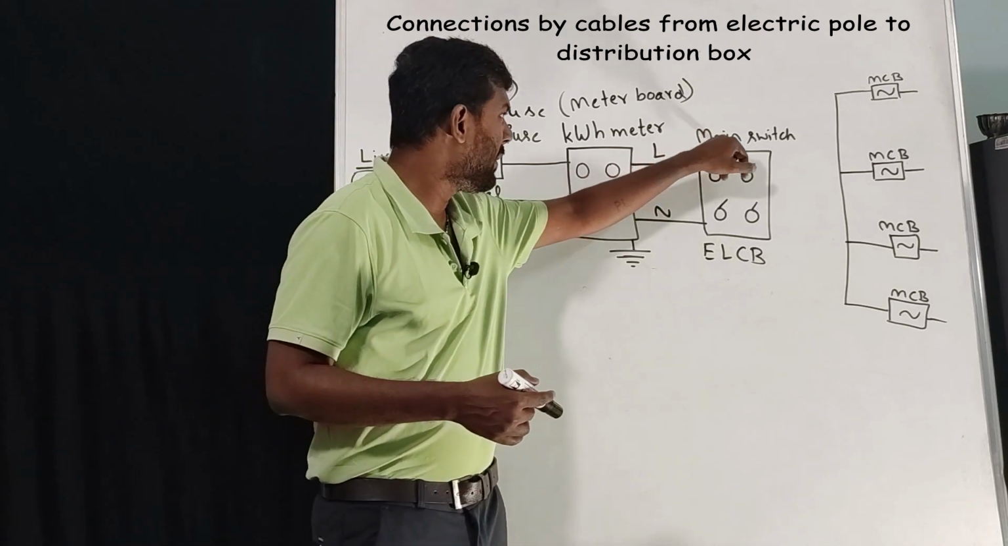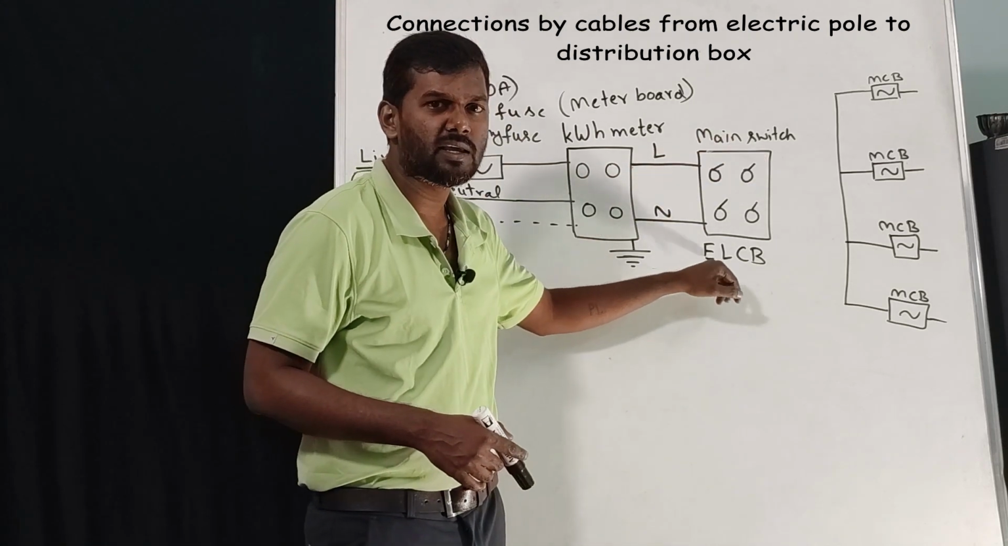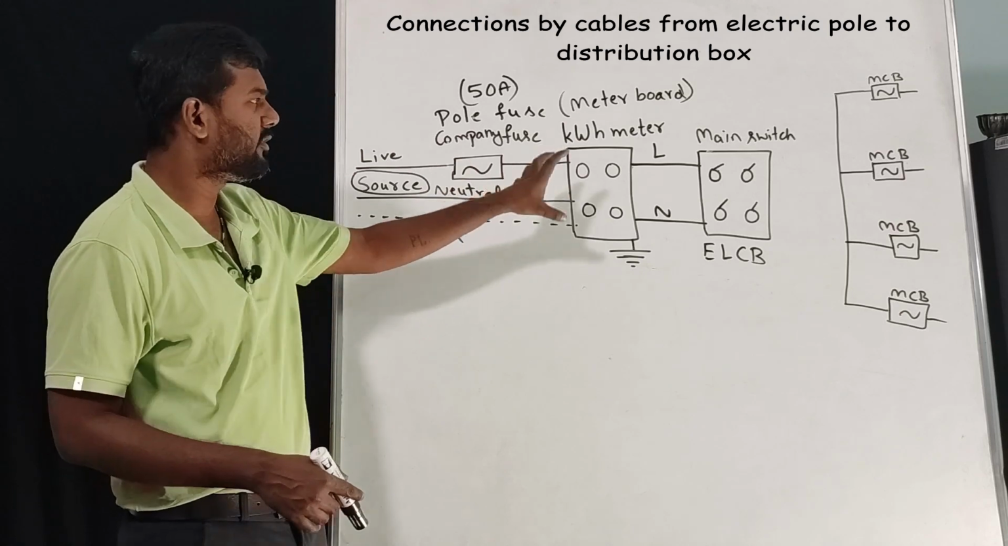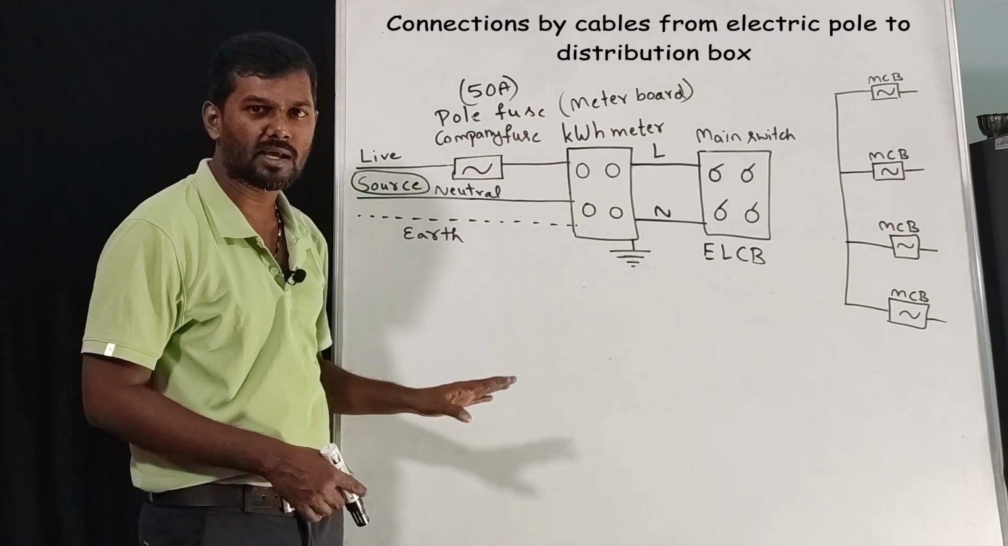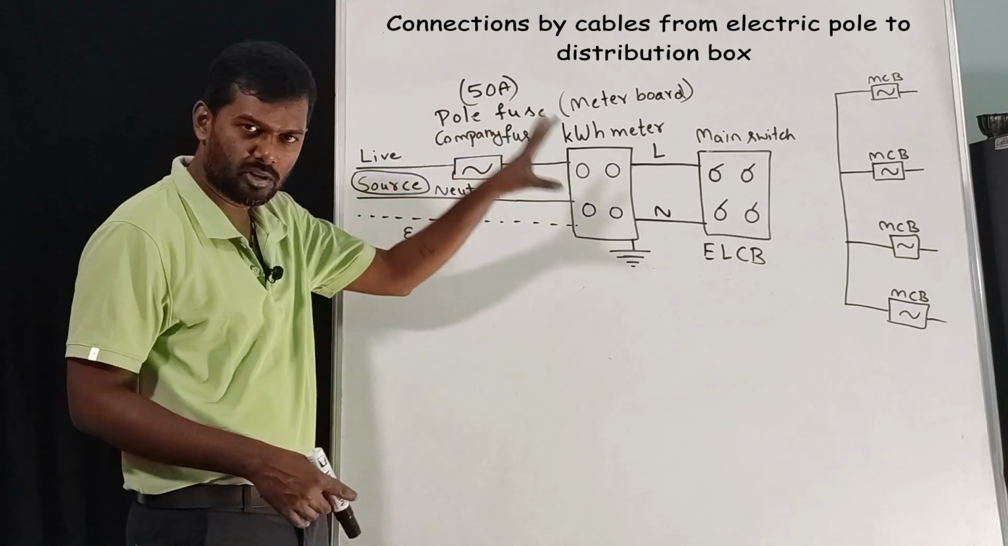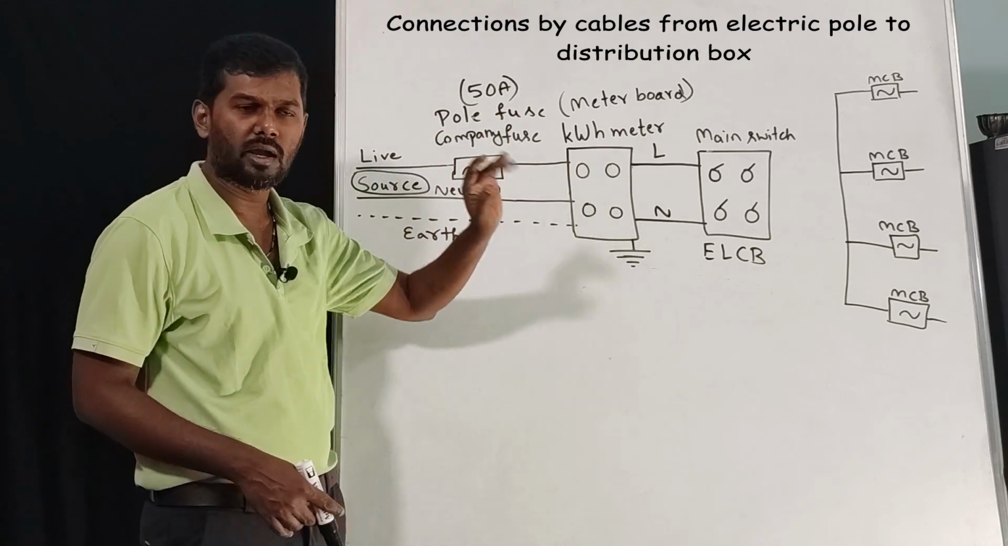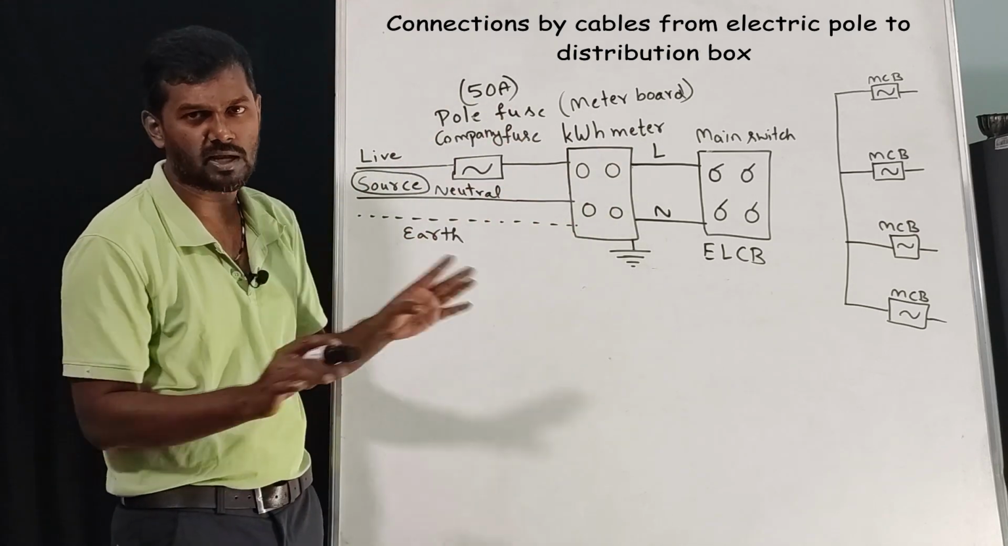Now main switch is also called as ELCB. See, all the different devices have different names also. MCB also has one more name. So you need to know all the names and function. If you know the function and all the names, that is enough.